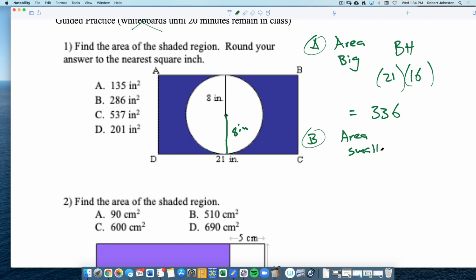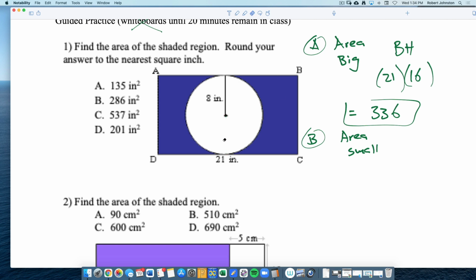All right, Kyra, how do I find the area of the small shape here? So you got the first part. We got the big blue rectangle, but now we only want the blue part, so I'm going to subtract the area of the circle. So I have to find the area of the circle. Okay. What's the formula for the area of the circle? It would be A equals pi r to the second power.